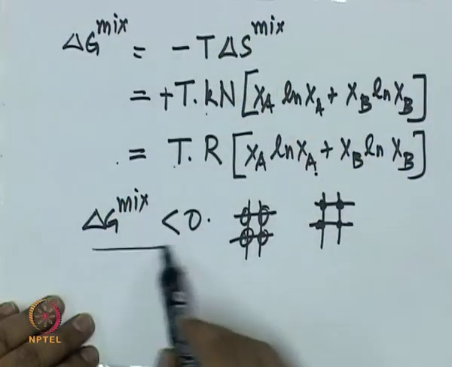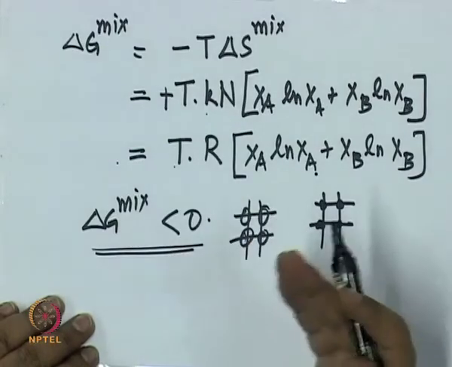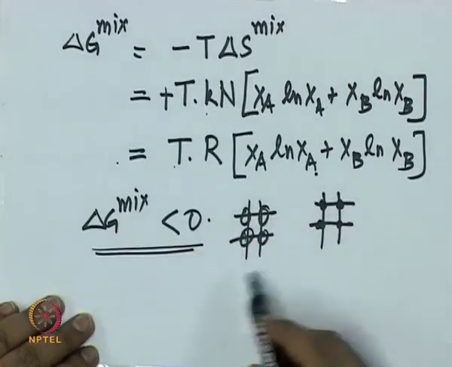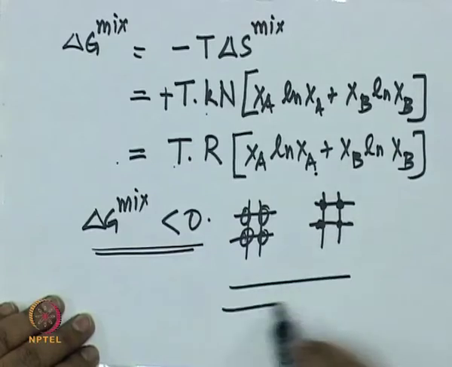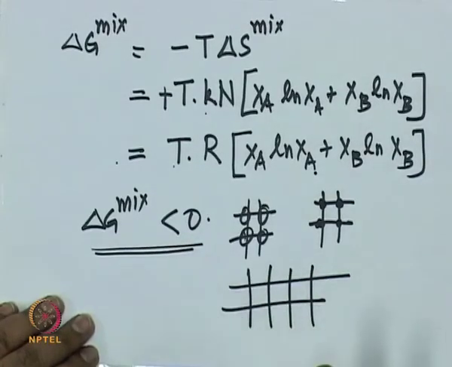So, an ideal solution always gives a free energy of mixing which is negative. Because the free energy of mixing is negative, an ideal solution always has this solutionizing effect. It will take the atoms on a lattice and distribute them randomly.